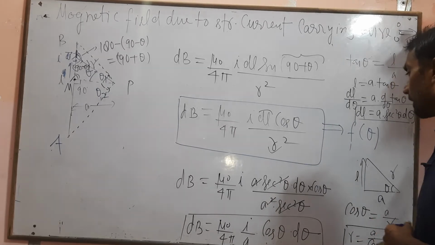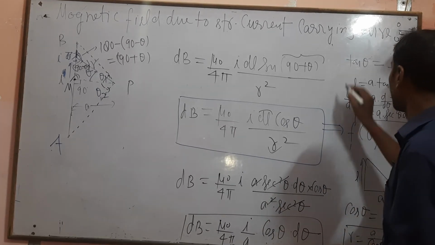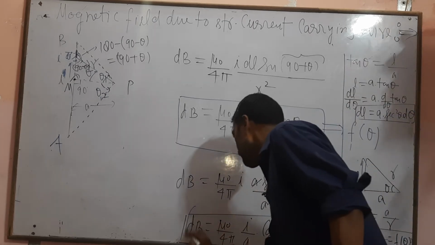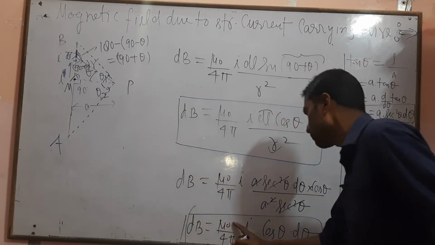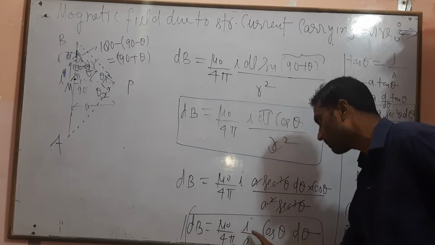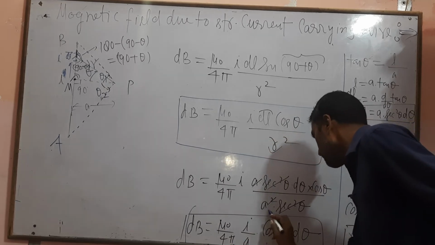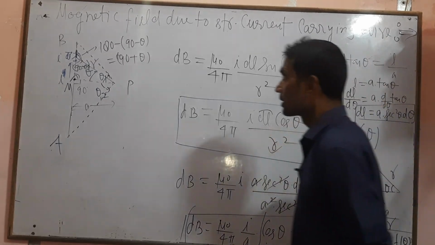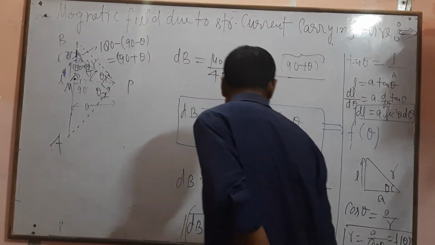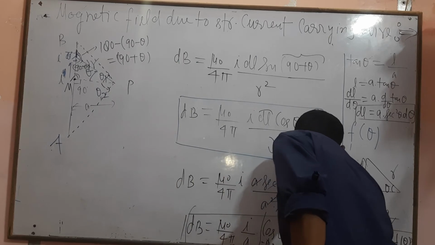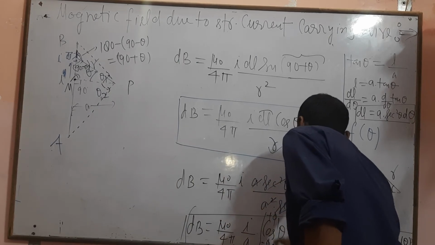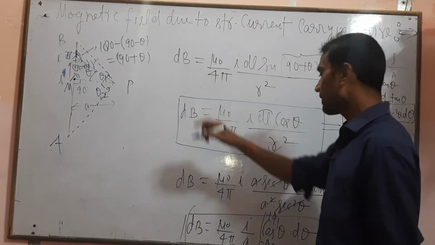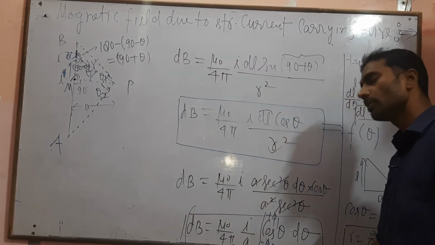We are trying to find the net magnetic field, so we integrate both sides. mu naught by 4 pi is constant, I by A is constant, and theta is the variable. At these limits, this is phi 2 and this is phi 1; one is clockwise and the other is anti-clockwise. So the limits are minus phi 2 to phi 1.